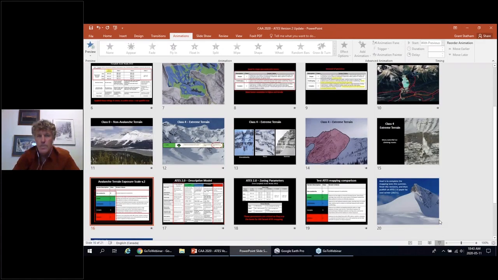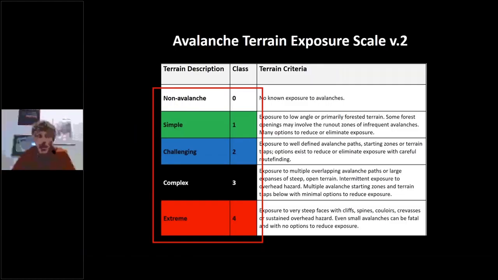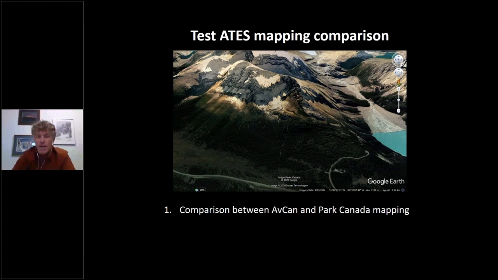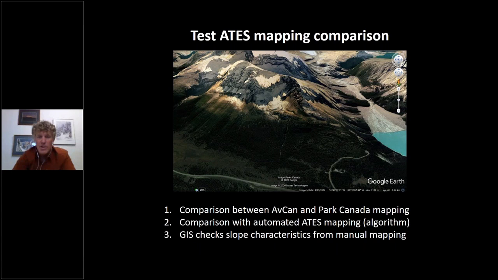Sorry, lost myself there. The reason I want the mapping comparison I just talked about is that we want to compare the different techniques between the people who map for Avalanche Canada and the mapping we're doing at Parks Canada, which are done slightly differently, so we want to check the consistency. We also want to compare our mapping with what's emerging as the automated AITS mapping. That's a whole different presentation, but there's been a lot of work done in the United States and in Norway on producing automated ways of mapping AITS. We want to check that against manual mapping that we would do in the park, where we're really familiar with the terrain, and see how accurate the automated is and how they compare.